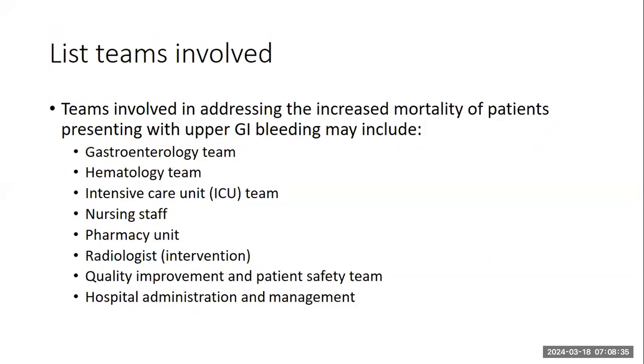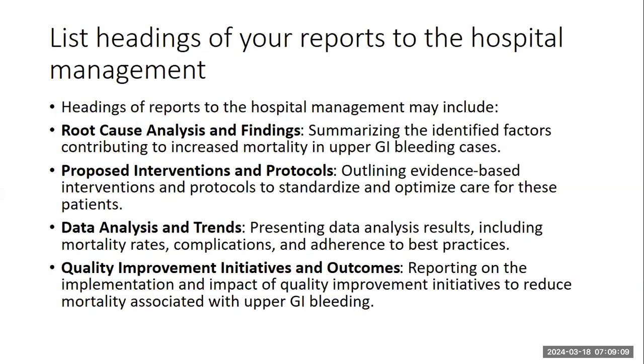These teams involved, somebody's background, please. Okay. The teams involved in addressing the issue of increased mortality of patients presenting with upper GI bleeding include the gastroenterology team, which may be the leading team, the hematology team, the intensivist, nursing staff, pharmacy unit, interventional radiologist, and the quality improvement and patient safety team like Servicom, and then the hospital administration and a representative of the management.